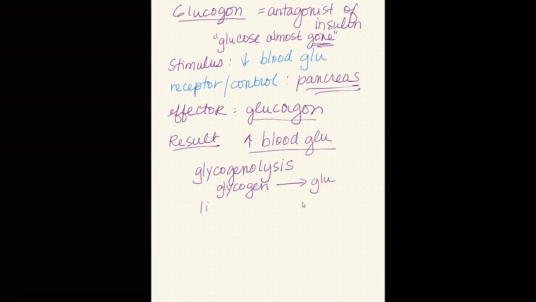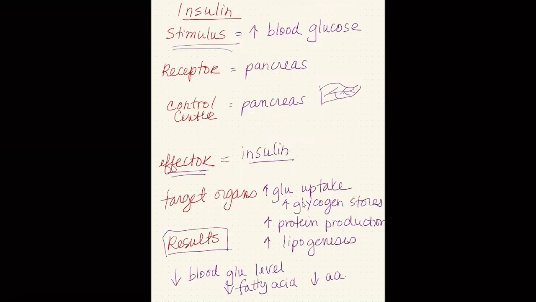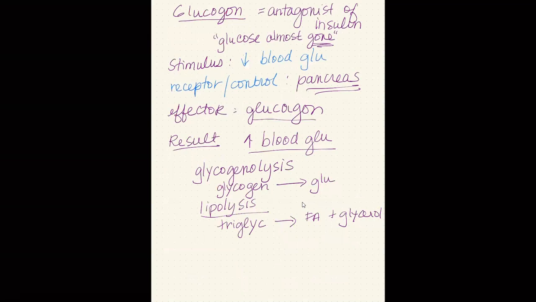Another thing that's going to happen is lipolysis. You take triglycerides and break them down to get fatty acids and glycerol, so you start breaking down your fat too. We're cashing in what we stored before. Insulin and glucagon work together to keep your glucose level consistent. You're going to go up and down, and these two hormones work together to make sure your sugar stays the same.